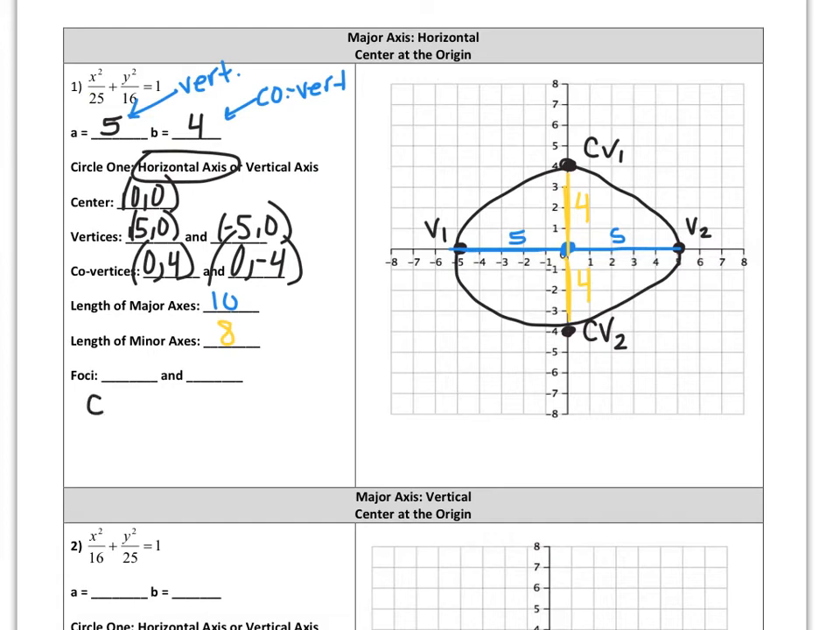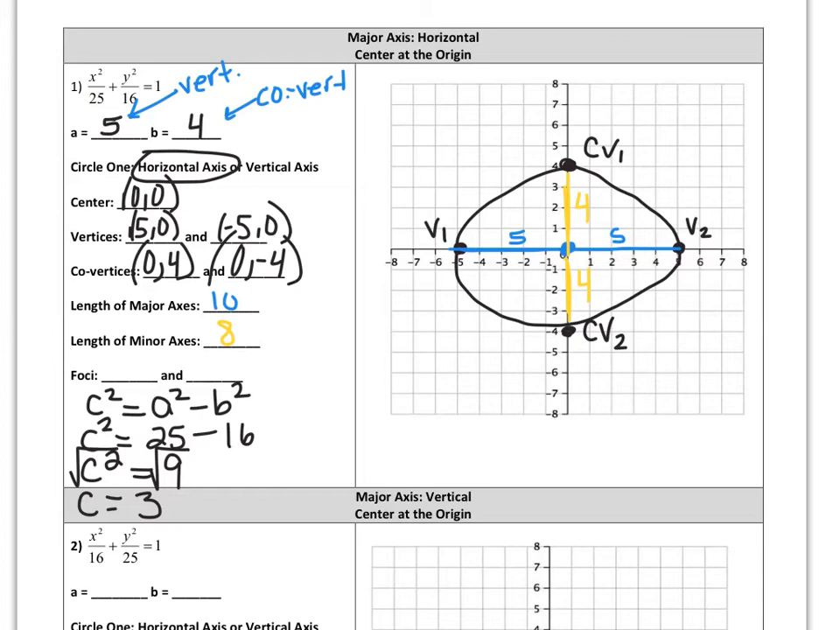We're going to need to use the equation we spoke about, which is c squared equals a squared minus b squared. So c squared equals a squared, well 5 squared is 25. B squared, 16 is b squared, or 4 squared. So 25 minus 16, c squared is 9. So if I want to find the c, I will just take the square root, and the square root of 9 is 3. So that tells me that my focus is 3 from the center.